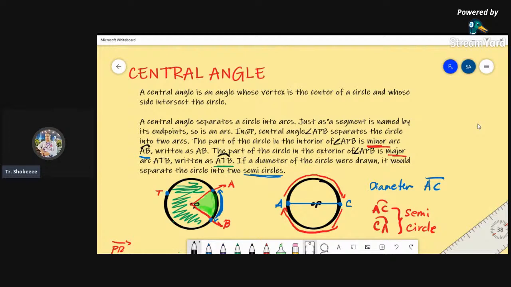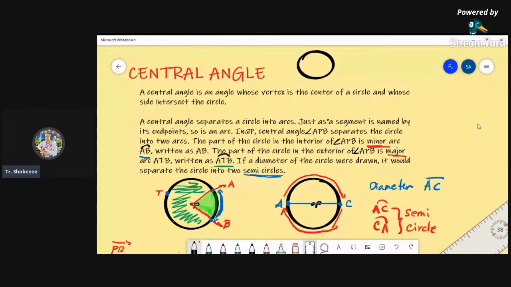So, we know that the full measurement of a circle in terms of degrees is 360 degrees. Okay? Yung buong circle natin. Key points: a full rotation is equivalent to 360 degrees, while a half rotation naman is equivalent to 180 degrees. So these are the things that you need to remember from time to time.